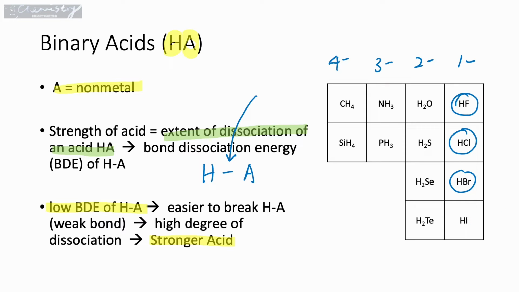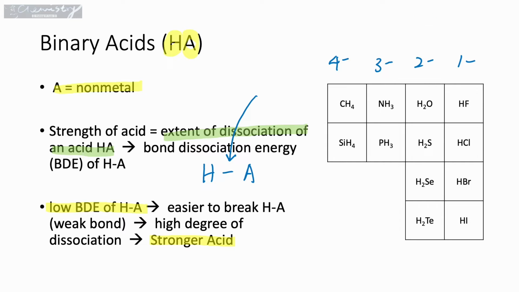And looking at this group, we can see that oxygen was 2 minus, S was 2 minus, selenium 2 minus, tellurium 2 minus. Therefore, we're going to have 2 protons because we need 2 pluses to balance the charge. That's why it's H2O, H2S, H2Se, and H2Te.